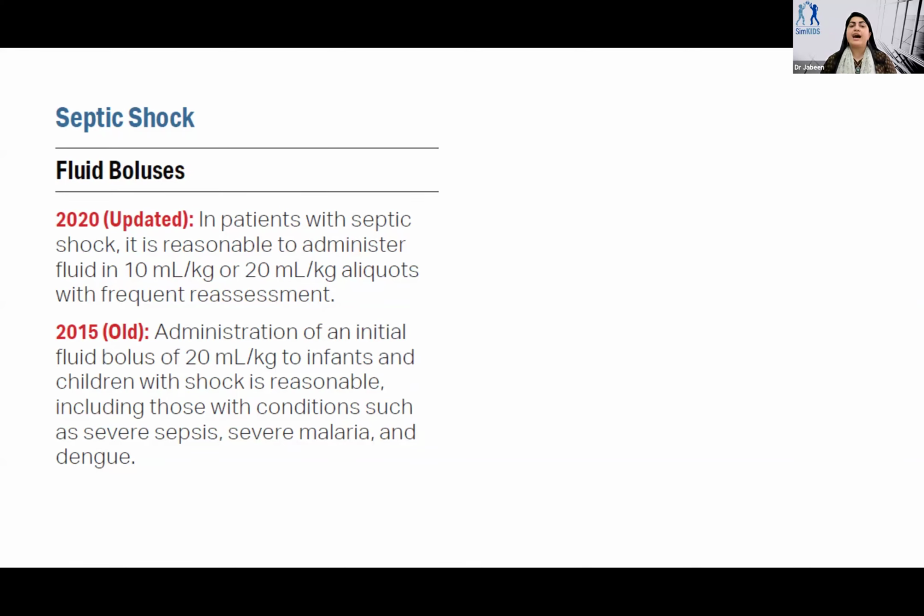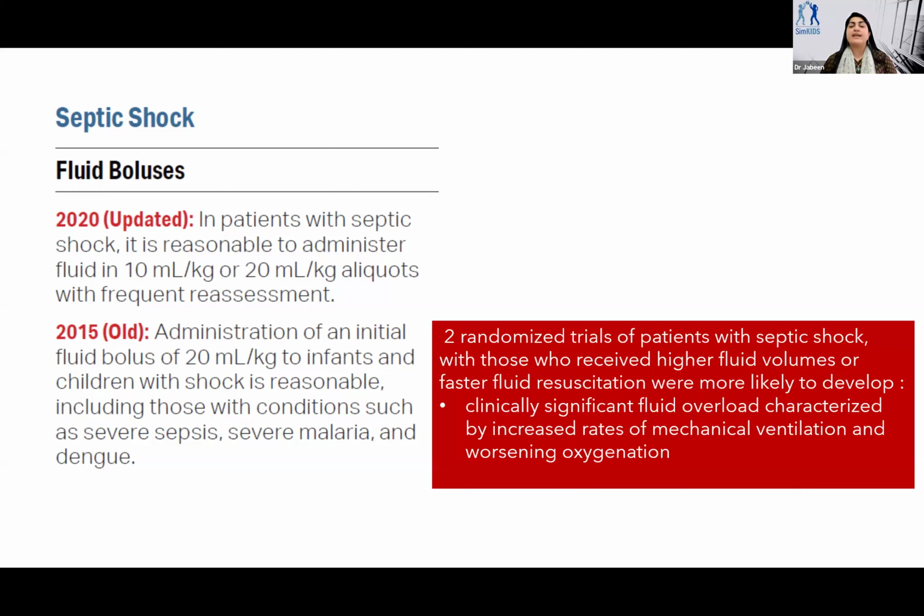You have to reassess after each fluid because there are 2 randomized controlled trials of patients with septic shock in which those who received higher fluid volume or faster fluid resuscitation were more likely to develop significant fluid overload signs, characterized by use of mechanical ventilation and worsening oxygenation. So, therefore, the emphasis is to give smaller aliquots, that is 10 or 20 ml per kg, and do reassessment.